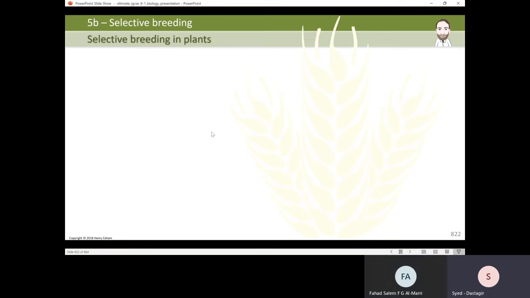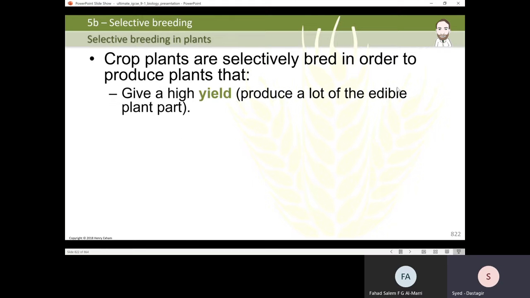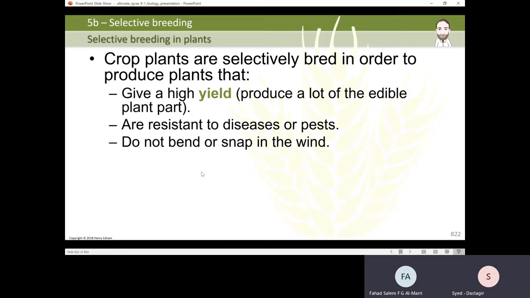Okay, so selective breeding in plants. Crop plants are selectively bred in order to produce plants that give a high yield, produce a lot of edible plants, so vegetables, for example, are resistant to disease or pests, do not bend or snap in the wind, so they're stronger, can resist drought, flooding, or frost.